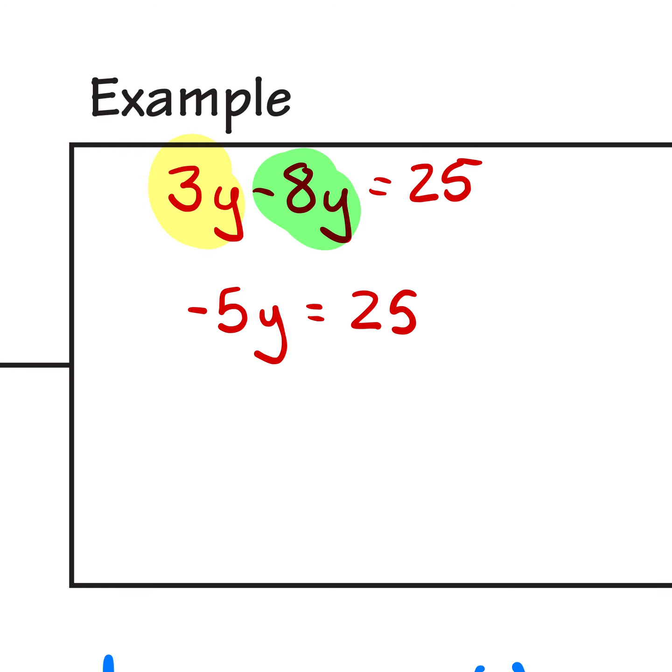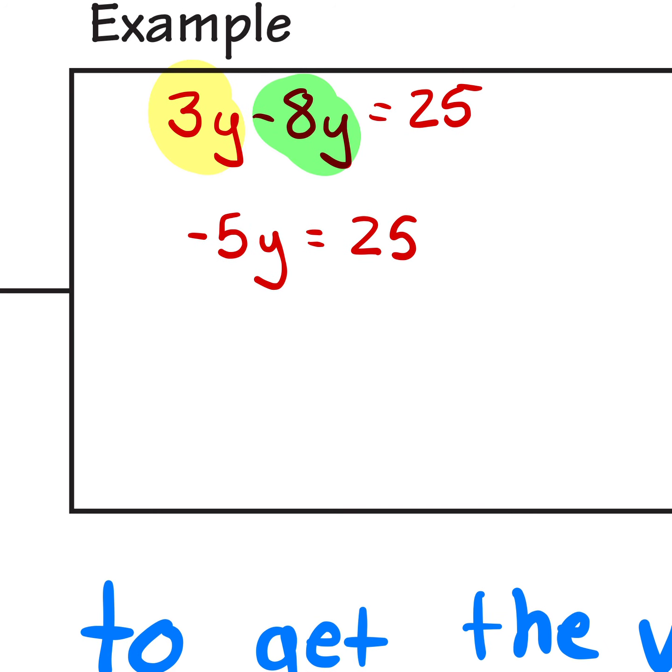Now here's step number 2. Get the y by itself. It's being multiplied by negative 5, so the opposite of that would be to divide by negative 5. 25 divided by negative 5 is negative 5. Negative 5 times negative 5 would get you positive 25.